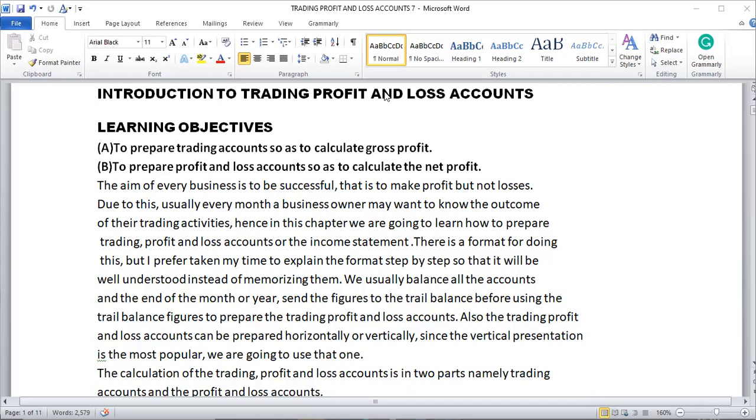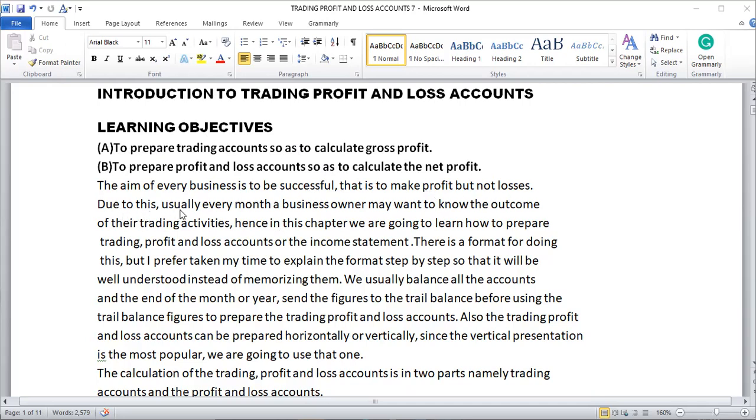Introduction to the trading profit and loss account. Our learning objectives today are: one, A, to prepare trading accounts so as to calculate gross profit. B, to prepare profit and loss accounts so as to calculate the net profit. The aim of every business is to be successful, that is to make profit but not losses.